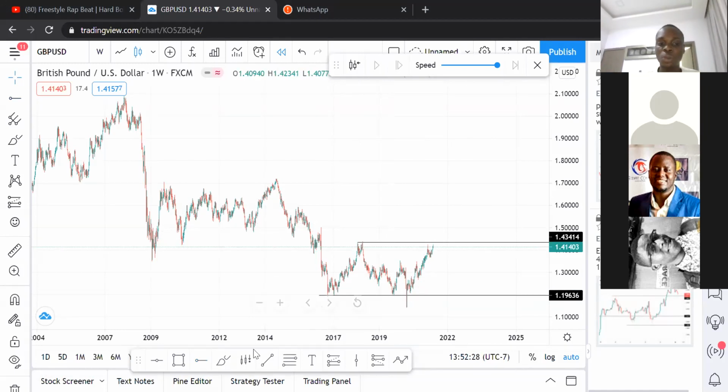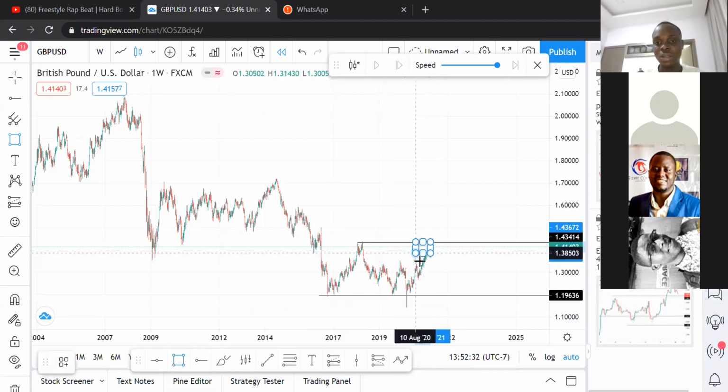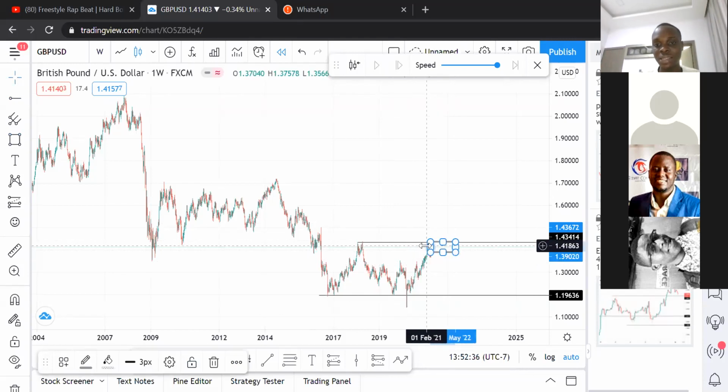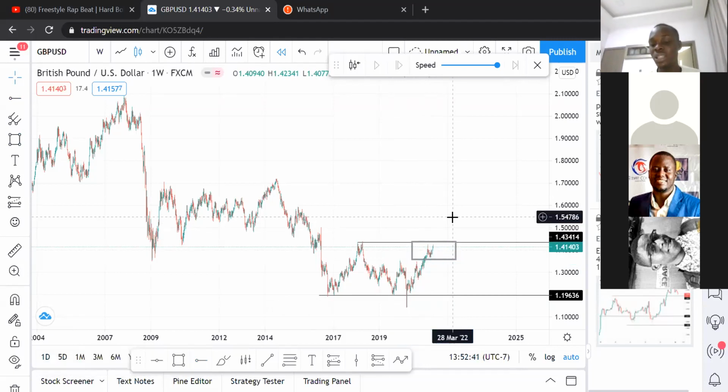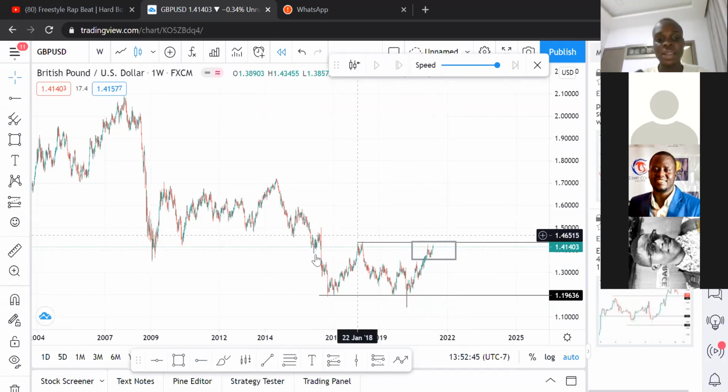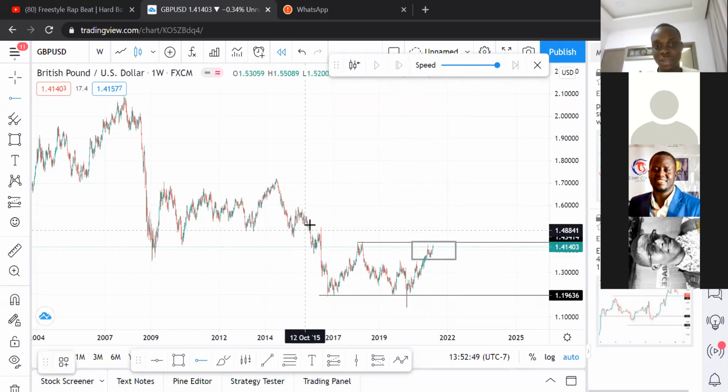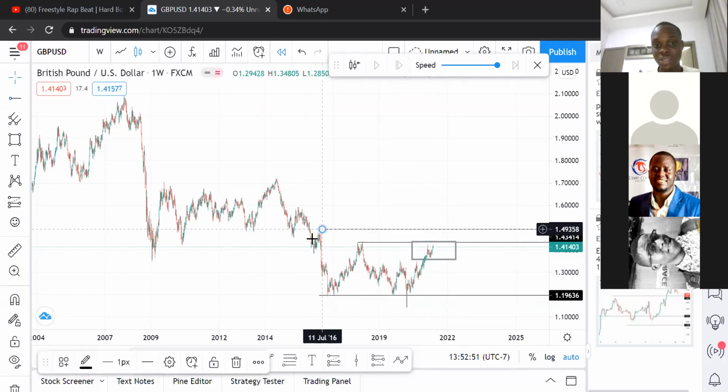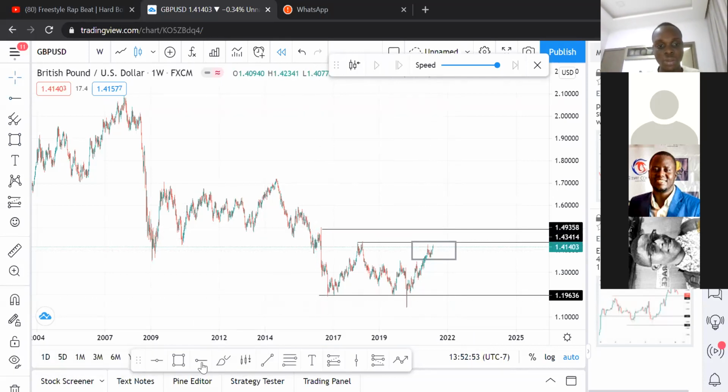All right, then I'll be looking at how the market would react in this zone. Check out this highlighted zone. What would the market do in this zone? This is the weekly time frame. Now, if the market breaks out, where else will I be targeting? I'll be targeting this resistance. Then I'll be targeting resistance here.